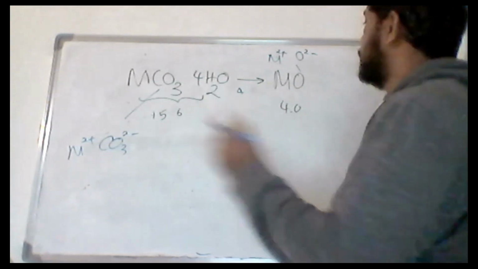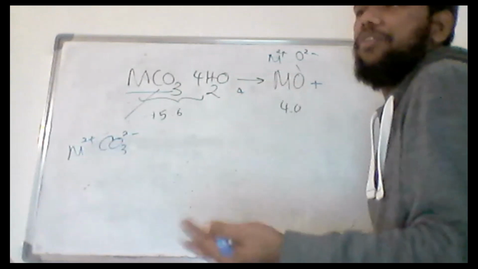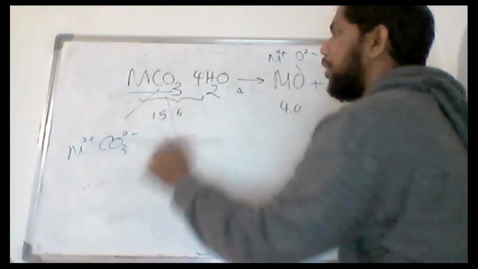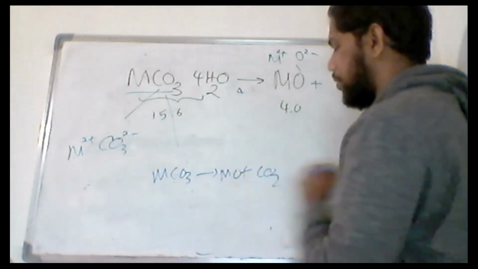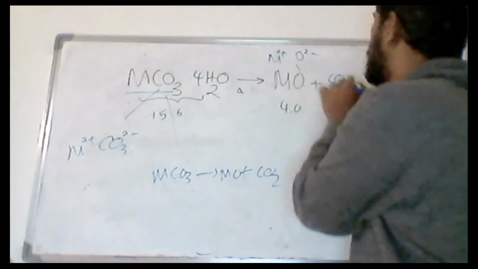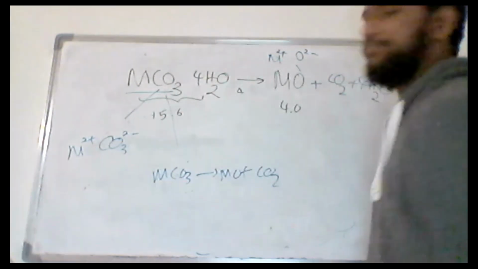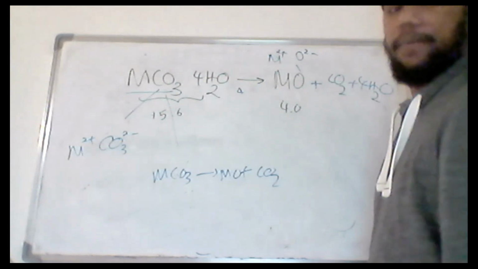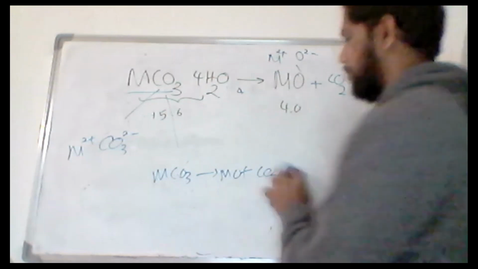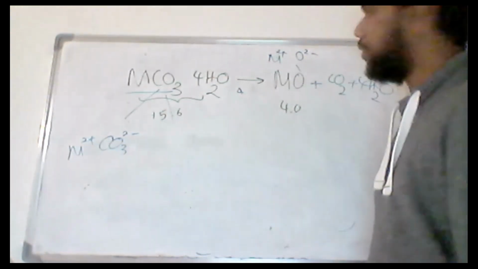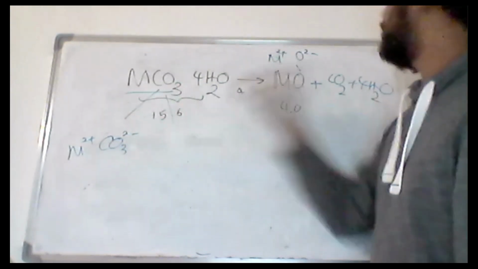Second thing, if a carbonate is plus 2, more or less it could be from group 2. You know, in group 2, MCO3 will give MO plus CO2. So you need to understand there is CO2 and there is 4H2O that is given out as well. Okay. So this will be the balanced equation. I have written down the equation. So MO and CO2, and this will be MCO3 4H2O.